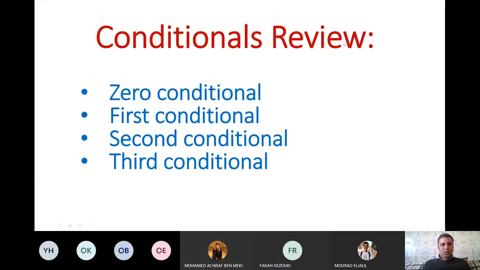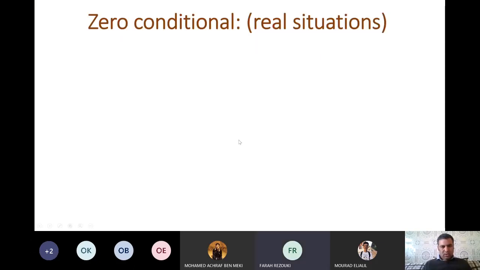In this lesson we're going to review conditionals type 0, 1, and 2, and we're going to focus on the third conditional, which we have this year in the program, second year baccalaureate. So first, let's review the ones you have studied last year and before last year. Let's start with type 0.